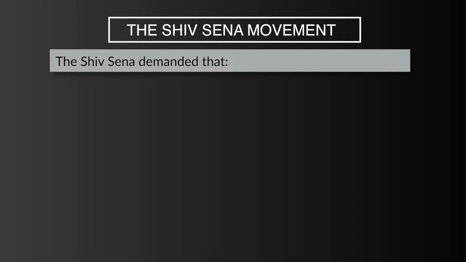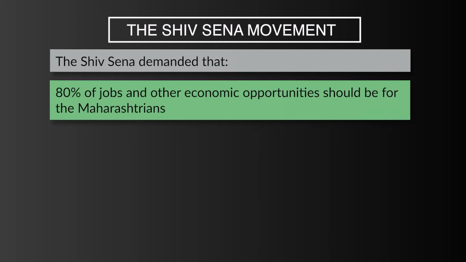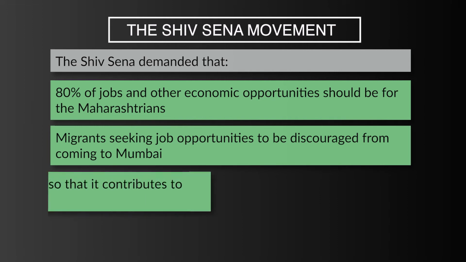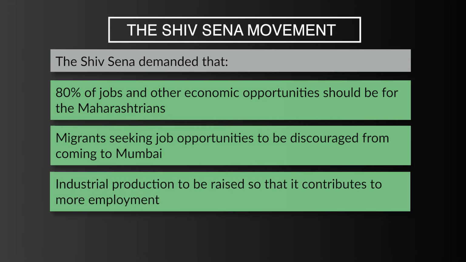So, therefore, the Shiv Sena demanded that 80% of the jobs and other economic opportunities should be reserved for the Maharashtrians. Migrants seeking jobs were to be discouraged from coming to Maharashtra. Similarly, industrial production was to be raised so that it contributed to more and more employment of the Marathis.